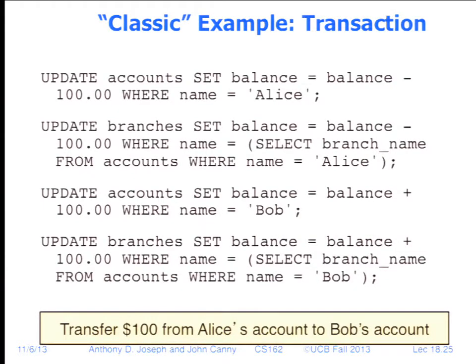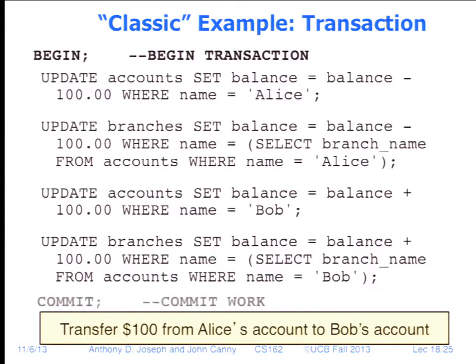Alice is transferring funds to Bob, so in the accounts database, we're also going to increment Bob's balance by $100. And finally, for Bob's branch, that branch is also acquiring an extra $100. So for consistency with this transaction, we have to update all of these four fields in these two tables. The net effect is to transfer $100 from Alice's account to Bob's account, also transferring $100 from Alice's branch to Bob's branch.